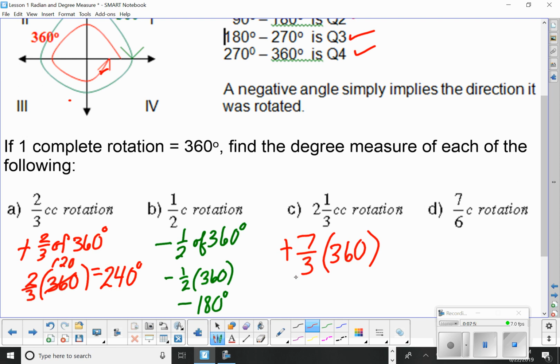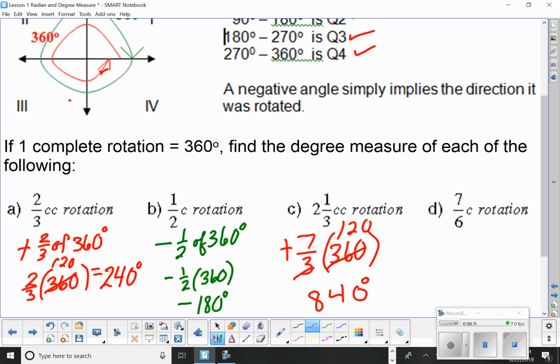Now again, the nice thing is we did this in thirds. So 3 will go into 360 120 times. Now you can multiply that by 7. Okay, 7 times 0 is 0. 7 times 2, or 7 times 20, you get 14. And then 14 plus 1 is 840 degrees.